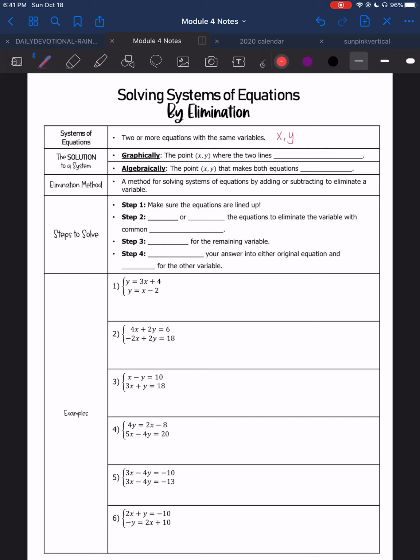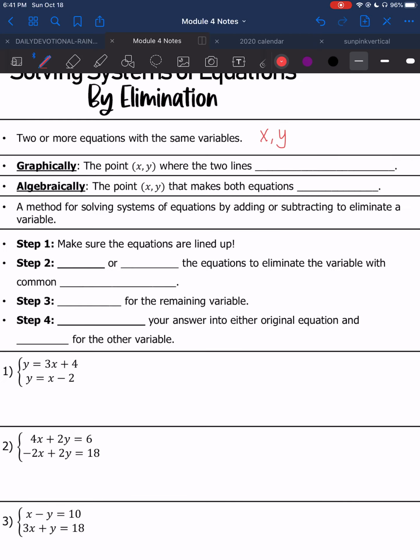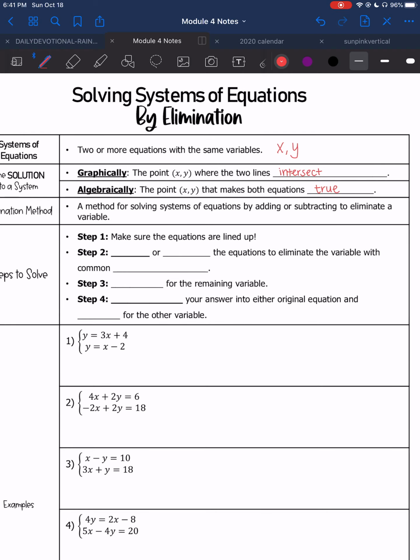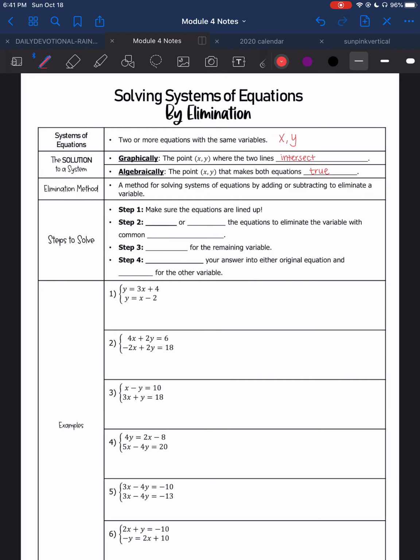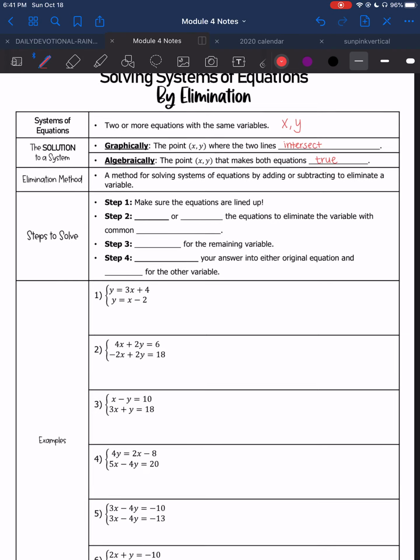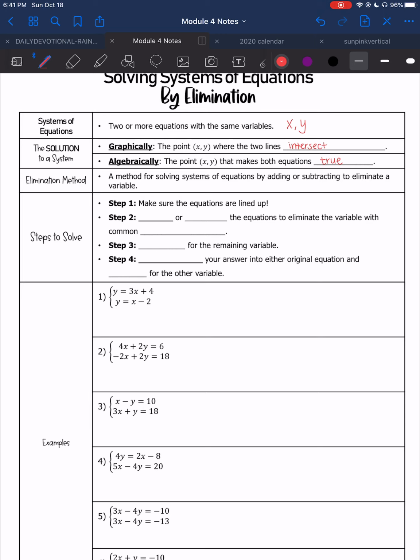Graphically, if we're looking at a solution, it's a point (x, y) where the two lines intersect. And algebraically, it's the point (x, y) that makes both equations true. So the elimination method is a method for solving systems by adding or subtracting to eliminate a variable. So let's talk about some steps.